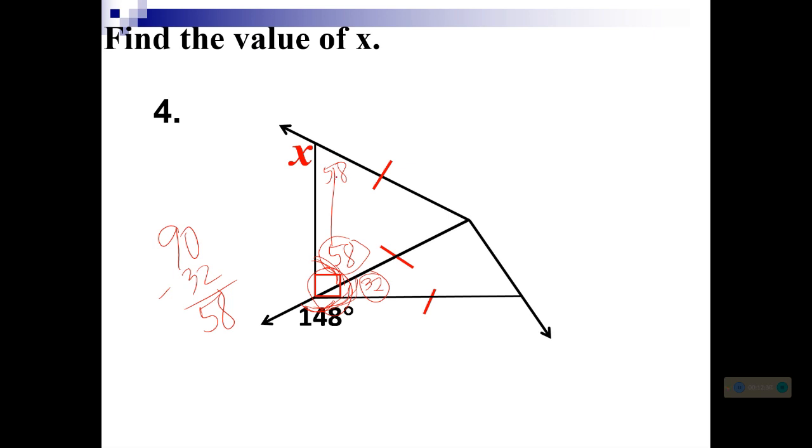Do you follow? And then, since we have here again a linear pair, so since we have here inside the triangle 58 degrees, so what will be the measure of angle x which is in the exterior? Yes, we have here to perform 180 minus 58. So, 10 minus 8 is 2, 17 minus 5 is 12. So, we have here 122 degrees. Okay?